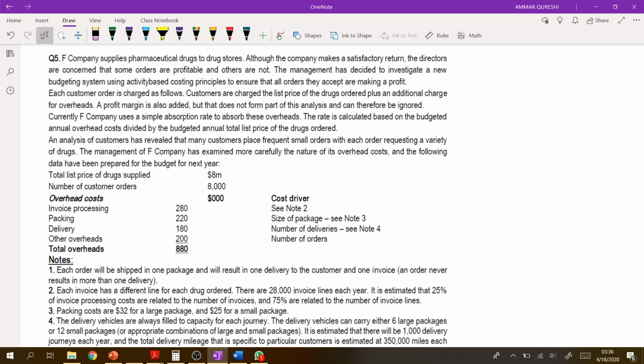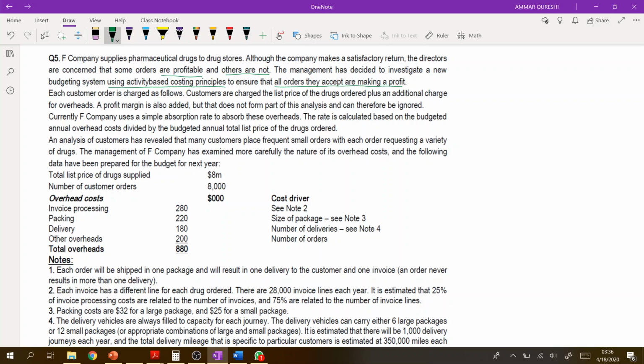Now, F company supplies pharmaceutical drugs to stores. Although the company makes satisfactory return, the directors are concerned that some orders are profitable and others are not. We have already seen in the introduction lecture that activity based costing can help the company to identify profitable and not profitable products and loss making products. So the company is actually concerned with a few orders, whether they are profit making or not. The management has decided to investigate a new budgeting system using activity based costing principles to ensure that all orders they accept are making profit.